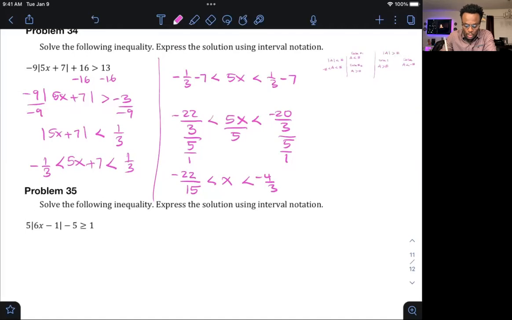In interval notation, since you have strict inequalities, you would keep parentheses for your values. So your solution will be negative 22 over 15 and negative 4 over 3, in parentheses.